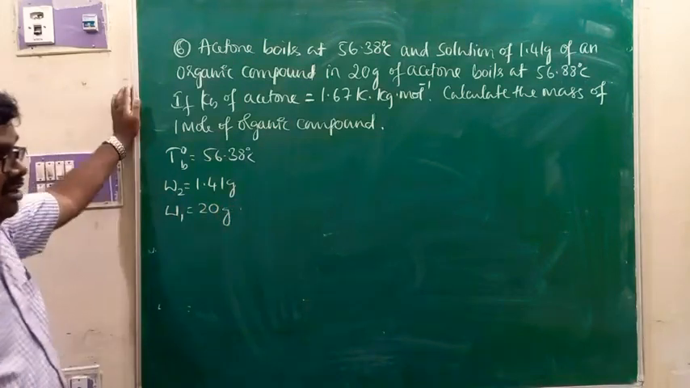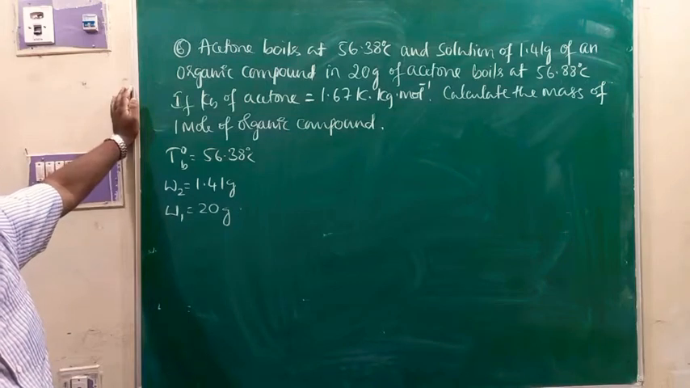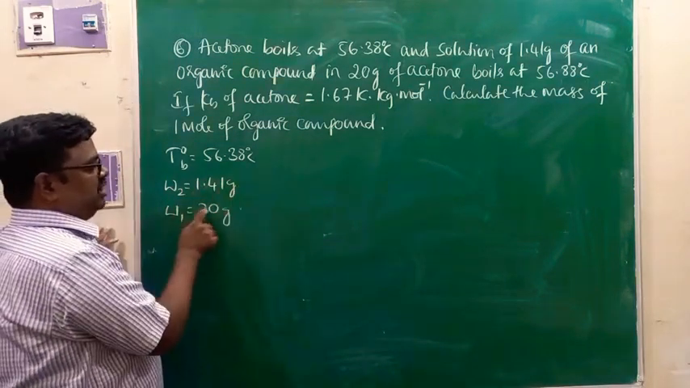And if you are unable to identify solute and solvent, what to do? Smaller one is solute, bigger one is solvent. This is 1.41 solute, this is 20 grams solvent.